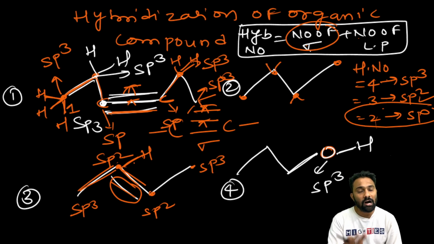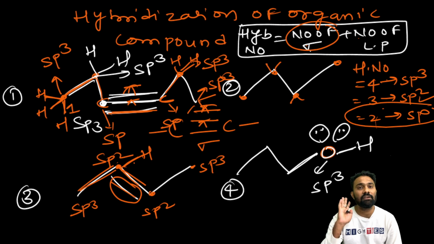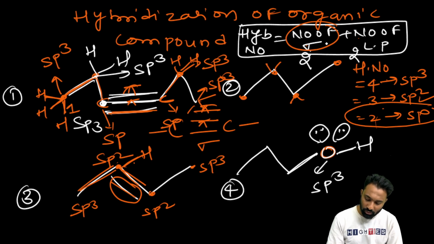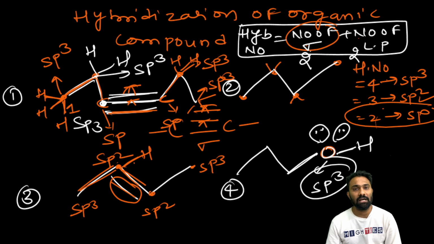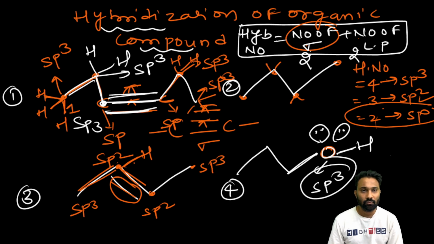Sir, you know, right? Oxygen will have 2 lone pairs of electrons. They will never give that in the question. So you have to consider these 2 lone pairs on oxygen also. So 2 sigma bonds and 2 lone pairs, total 4, and the hybridization will be sp3. Clear? In this manner we can find the hybridization of organic compounds.